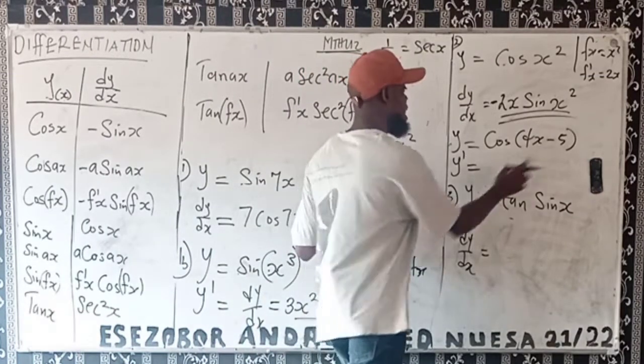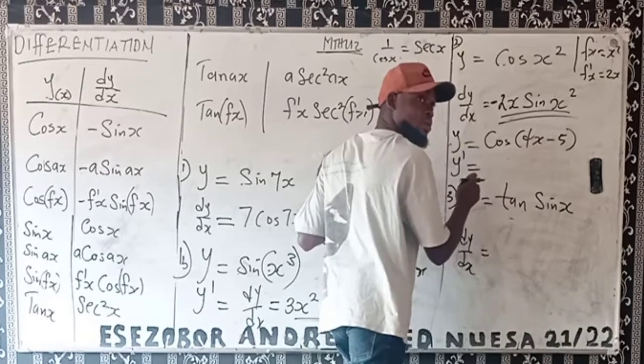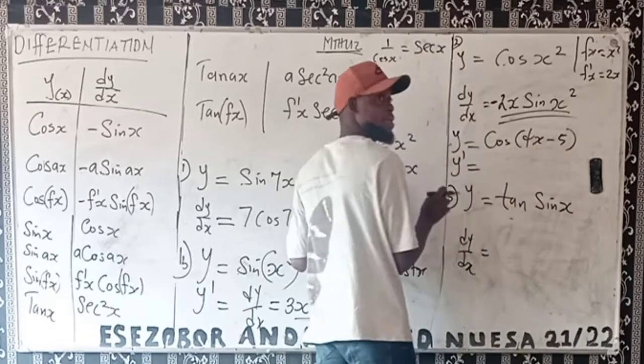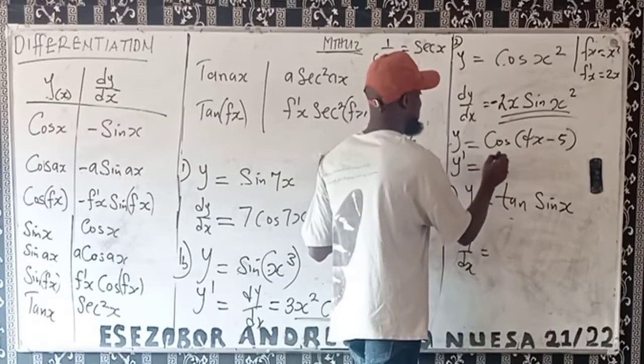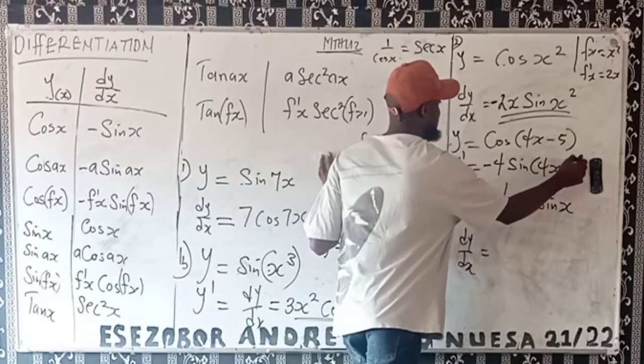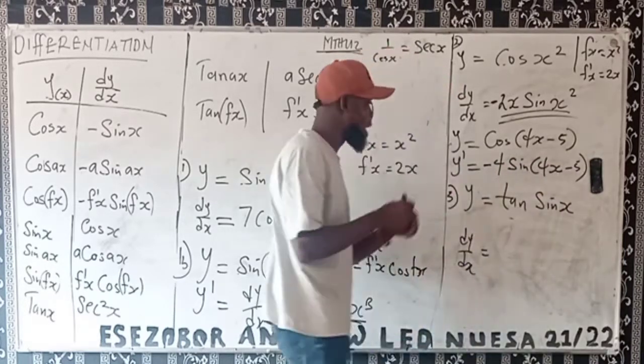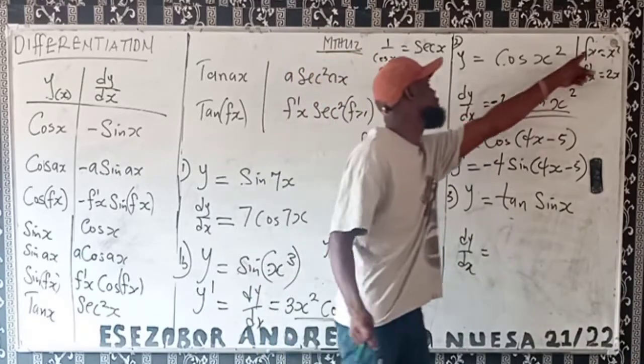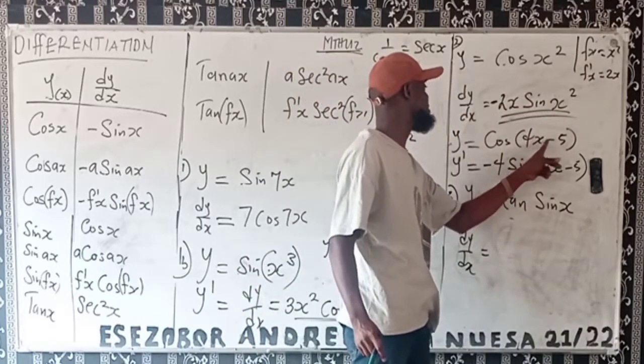Check it now, solve it. How can we differentiate this polynomial function? If you solve this one, you're going to have something like this. We're going to have minus 4 sine the function of x. The function of x is 4x minus 5.